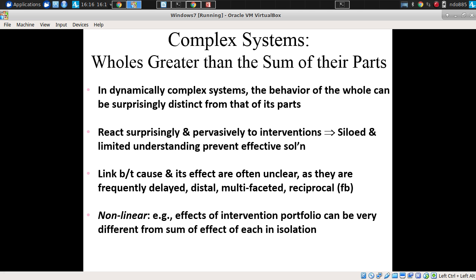Within these systems, they react often surprisingly and pervasively to interventions. We may intervene on one piece of the system, seeking, for example, to change individuals' physical activity levels through altering the physical environment. We may find that it ripples through to aspects of mental health. We may find that it ripples through to aspects of eating behavior and ripples through to changes in the social milieu. And as a result, we find ourselves facing the fact that siloed attempts to address these challenges run into real issues.